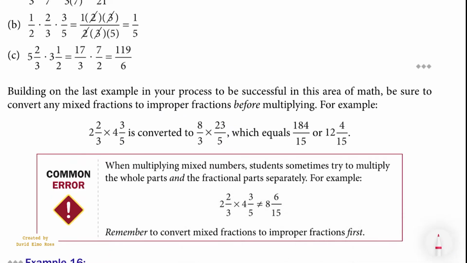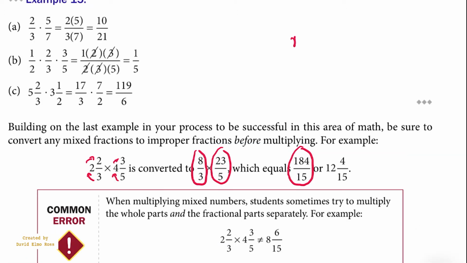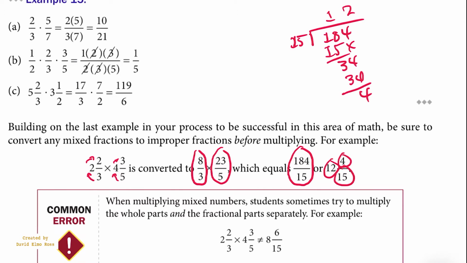Let's take a look at this multiplication here. 3 times 2 is 6 plus 2 is 8, so that becomes our 8/3. We have 5 times 4, which is 20, plus 3 is 23 over 5. When we multiply this, we get 184 over 15. Now if we divide 15 into 184, we're going to get 1, we're going to get 2, so we're going to get 12 with 4/15 remainder.